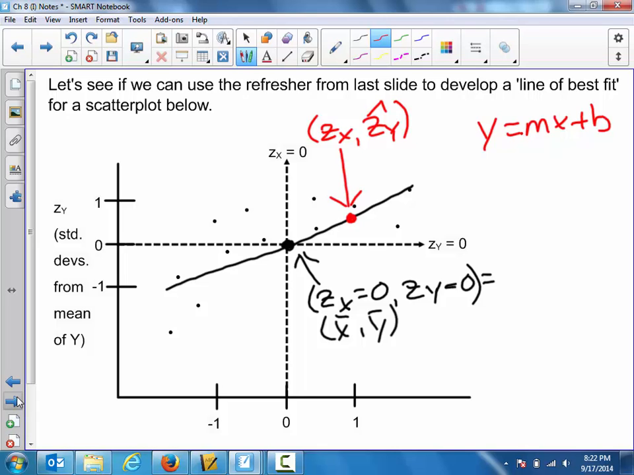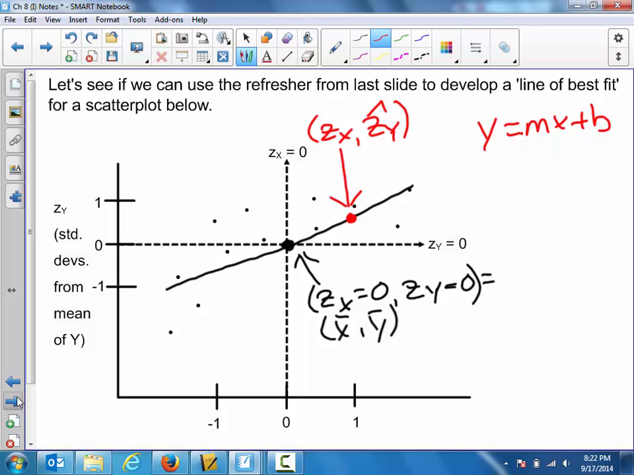Well, we know the following. We know we're not working with y and x. We already talked about the fact that all of this data in the scatter plot was standardized. Basically, you plugged all the numbers for x and all the numbers for y into your z-score equation, so you found the standard deviation from the mean of both x and y.